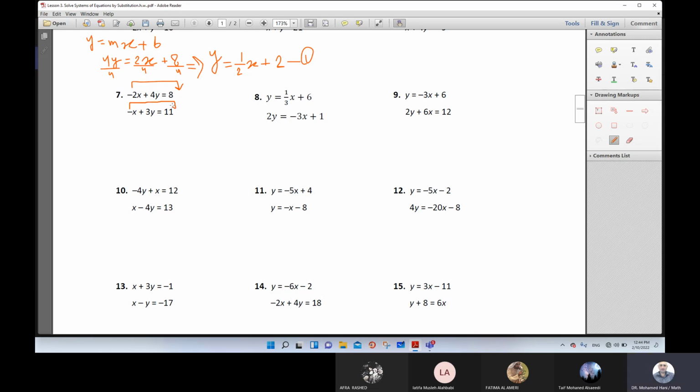Negative x to the second side, so the equation will be: keep 3y in the same side, equal negative x, take it to the second side, will be x plus 11. Then we want to remove 3 from this side. You can divide the two sides by 3.